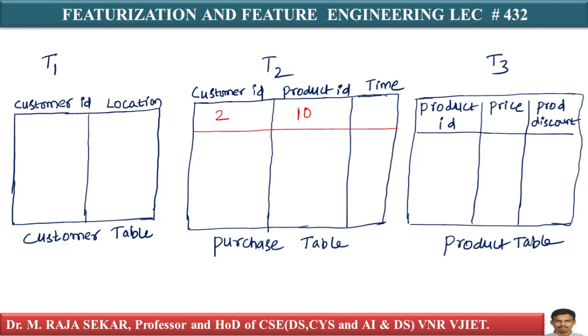So your data could be stored in database in the form of tables. You could have other database table T3 which says for a given product where you can have information like product ID. You could have things like product price and product discount. T1 is customer table, which says some information about the customer. T2 is purchase table, which stores information about which customer purchased which product. T3 is the product table where you have information about each of the products and their related information.